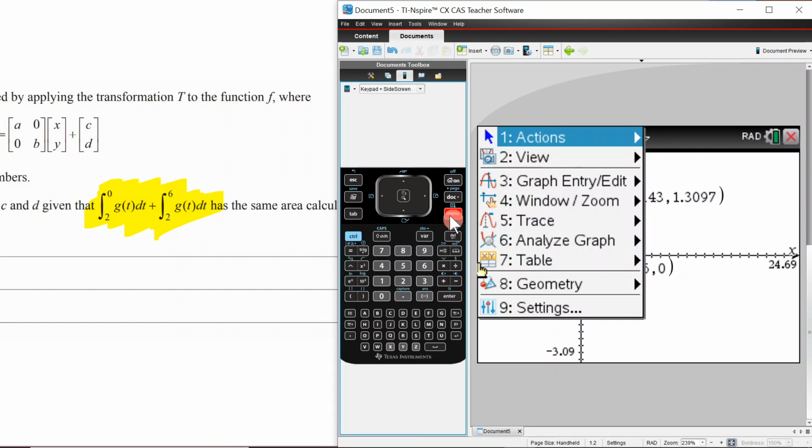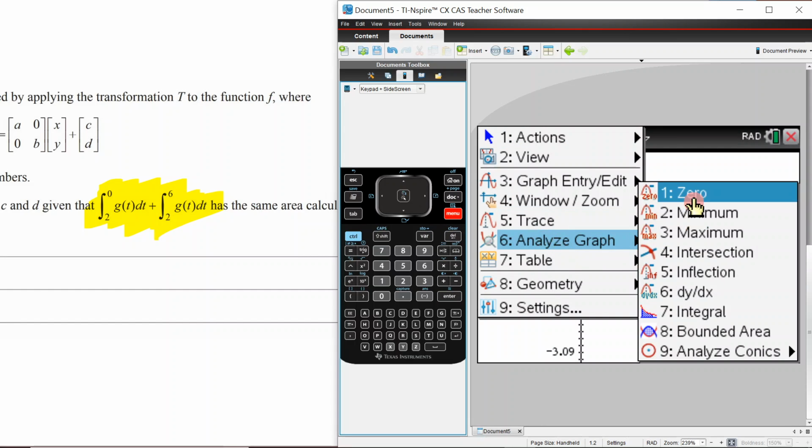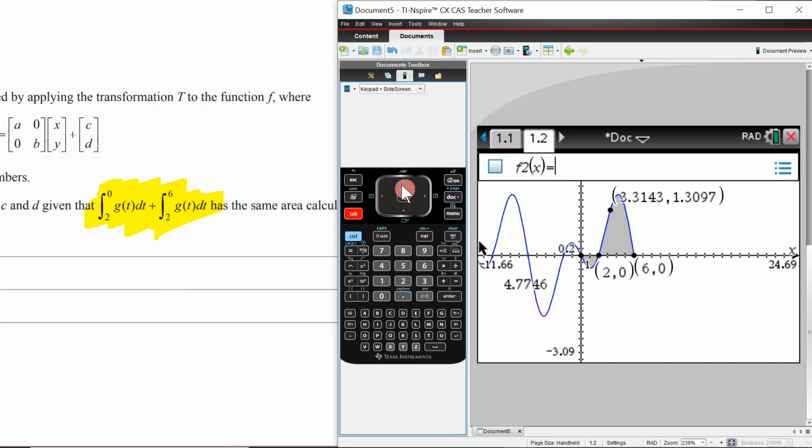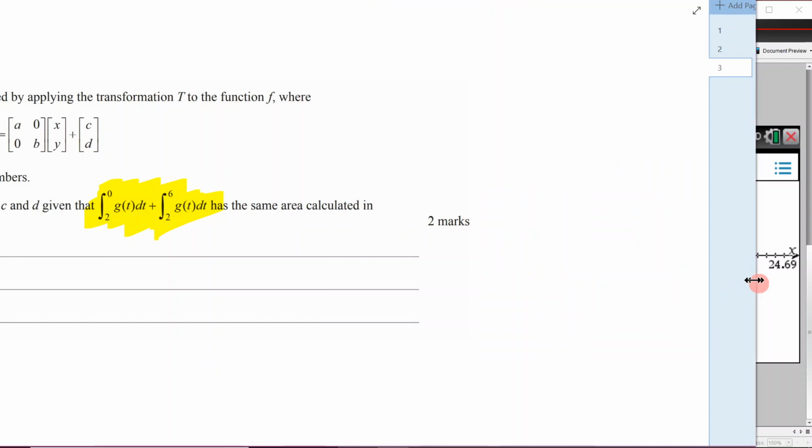Because now if I go menu, analyze graph, and I go 0, this right here is 2. So 0 to 2, 0 to 2, 6 to 2, 6 to 2. So that worked. That worked. So that means what my answer is going to be. Let's bring this up for a moment just so I can look at what I did here.